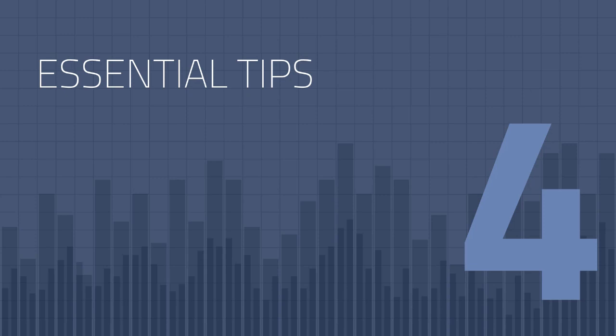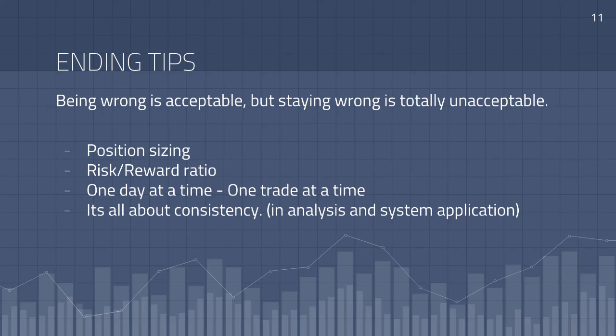Okay, let's go to the essential tips. Now, being wrong is acceptable, but staying wrong is totally unacceptable. The idea with us being in trading is that when we're wrong, we want to reverse our trade idea. The only way to do that well is to review the upside and the downside.